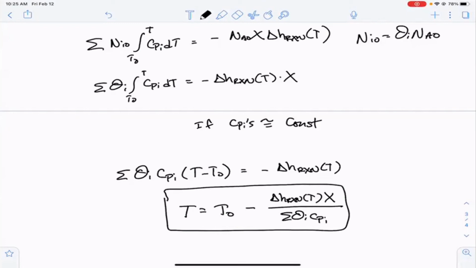And it's worth noting that this is exactly the same expression that we had for an adiabatic flow reactor, whether it was a CSTR or a PFR. So that's good, right? So we end up with the same expression, regardless of the reactor type, if it's an adiabatic reactor.